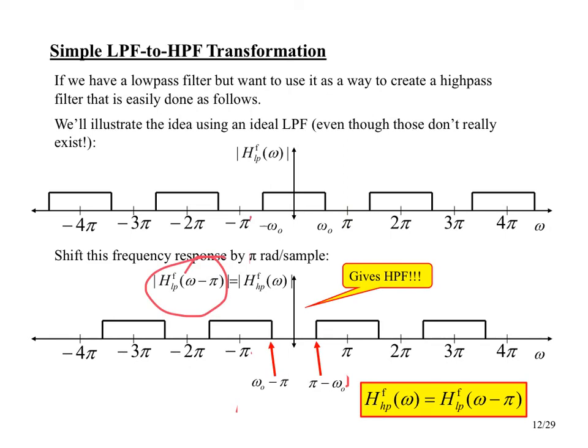So we can say that a general transformation, if I've got any low-pass filter and I know what its frequency response is, I just go in and I replace omega everywhere by omega minus pi, and that will give me the frequency response for a high-pass filter that will have the same shape as the low-pass filter, just moved to an appropriate position. So that's pretty straightforward and a really nice help.